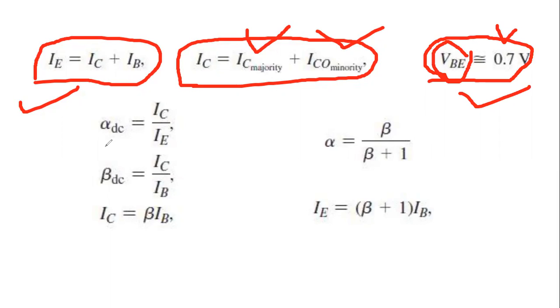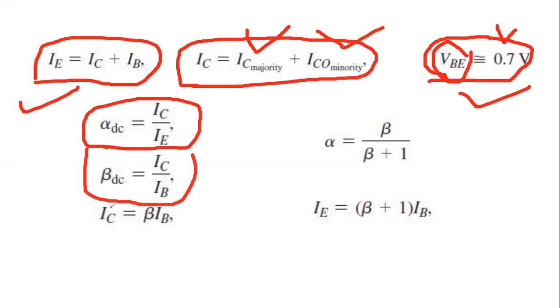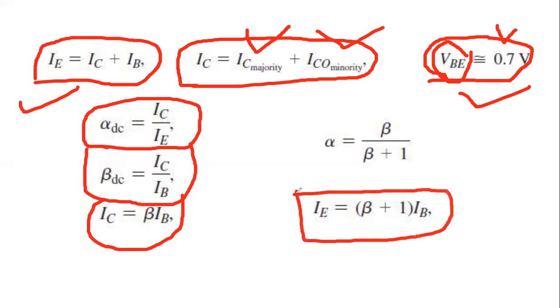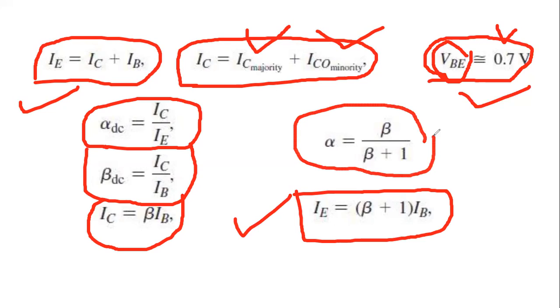you know alpha equals IC by IE, beta equals IC by IB, and from here we can also say that IC equals beta into IB, and we also derive that IE equals beta plus 1 into IB, and also the relation between alpha and beta: alpha equals beta divided by beta plus 1.